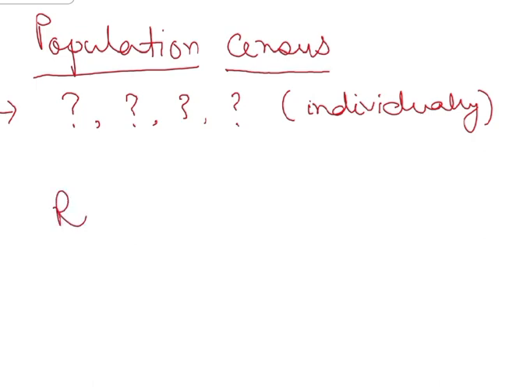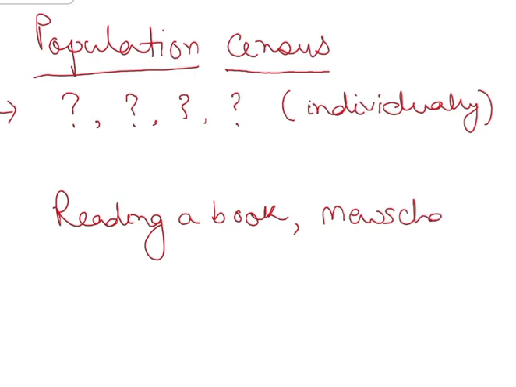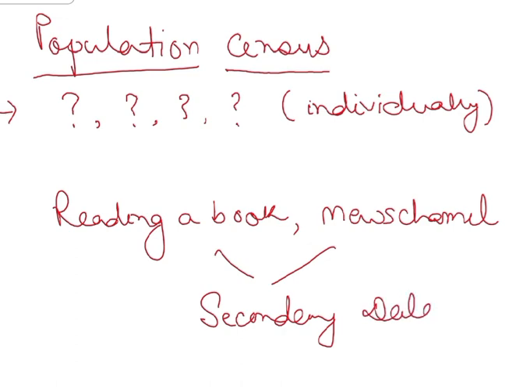Let's say you are reading a book, or you have learned something in news channels. Think about it. What kind of data is it, primary or secondary? When you read a book, the information is already in the book and you are learning from there. So obviously you can understand this is an example of secondary data.